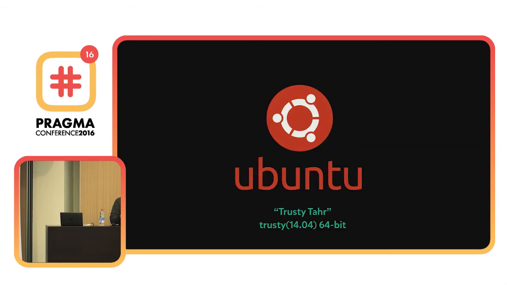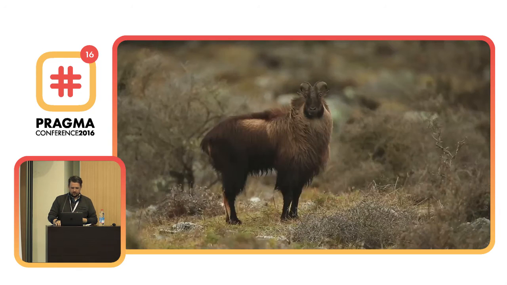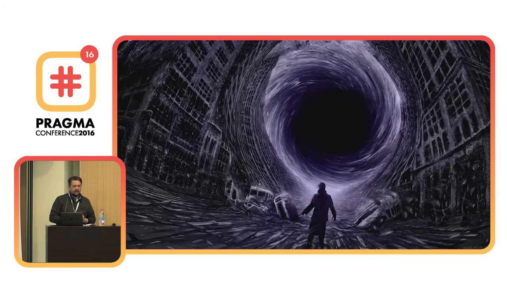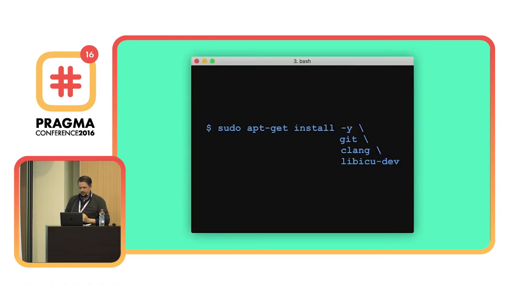Ubuntu has this really kind of cute naming scheme for their releases. There's always a mnemonic with the letters. I have no idea what a tahr is, so I looked it up. That's a tahr. Okay, we're about to step into the void. Things may go wrong, and I hope you'll forgive me. Hopefully the network will hold up, and let's go ahead and get started.